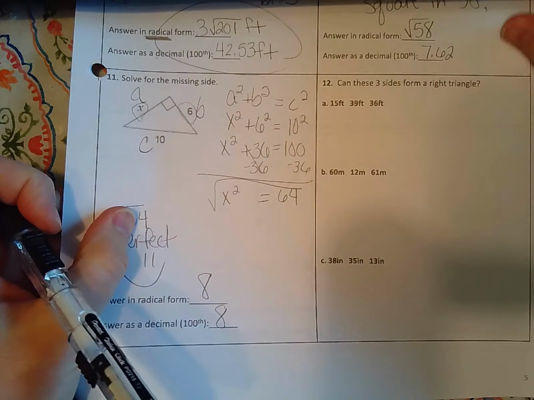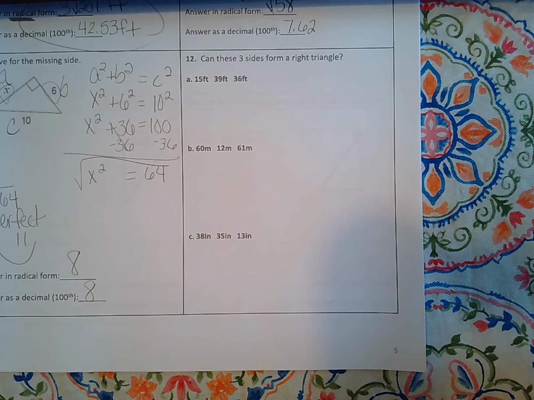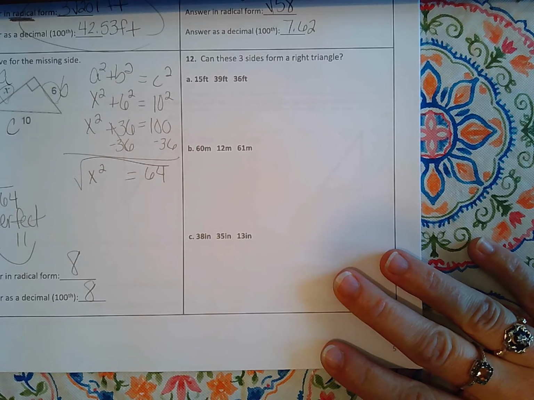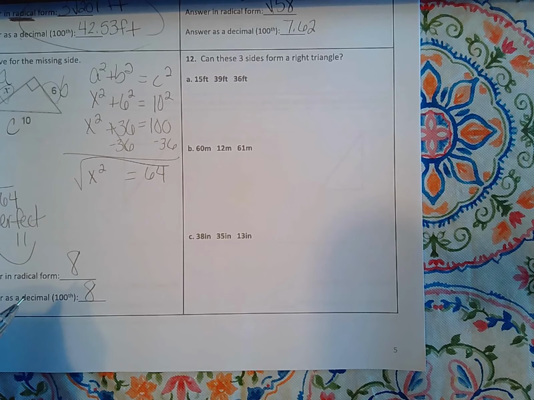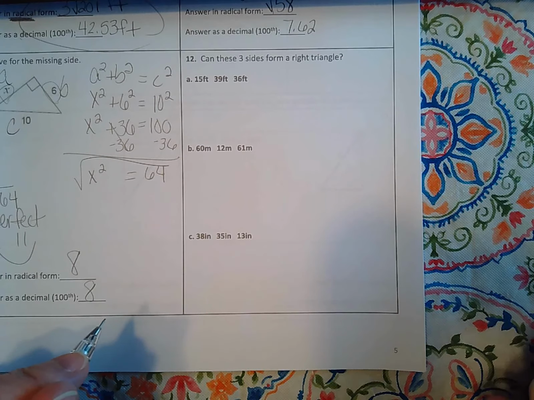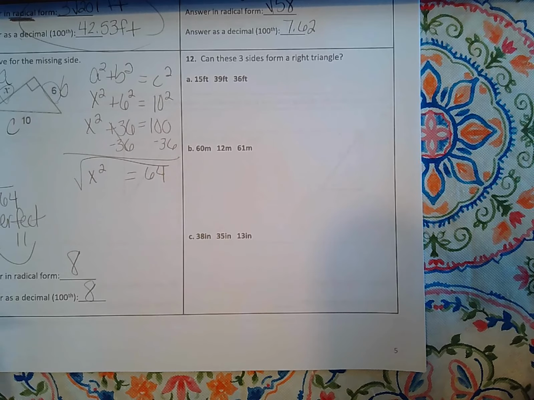Number 12. Can these 3 things, different type of question, can they form a right triangle? The most important thing that I need you to recognize is, on these ones, you're just going to say yes or no. And you might be like, oh, I'm just going to guess no and yes and no and yes. Okay, don't do that, because I promise these will probably be the easiest ones you do. All you need to identify is C. C is always the most important one. And how do you identify C? C is the biggest one.